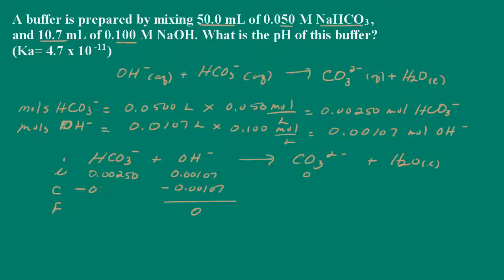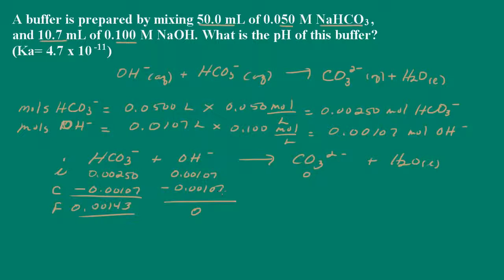So we'll go ahead and subtract. Again, we have a 1-to-1 mole ratio here, 0.00107 moles from the initial number of moles of bicarbonate ion. So 0.0025 minus 0.00107. That's going to give us 0.0014 moles of bicarbonate ion left.